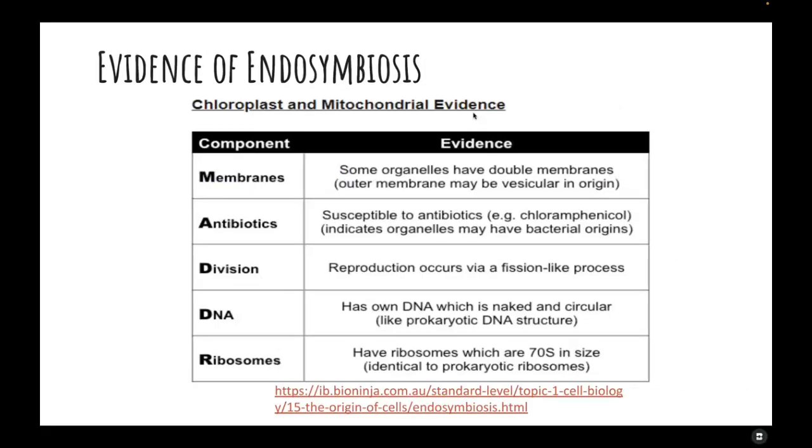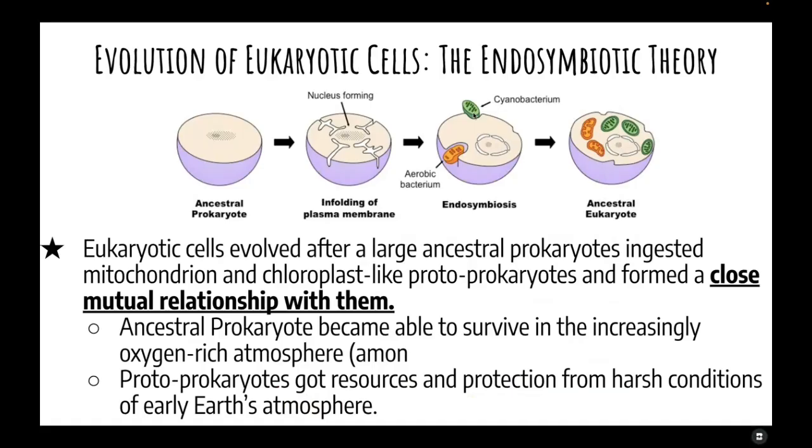All right, and so mitochondria and chloroplasts have their own DNA, which is circular, like bacteria. They have their own ribosomes that are the same size as bacterial ribosomes, and they reproduce by dividing like bacteria. All right.